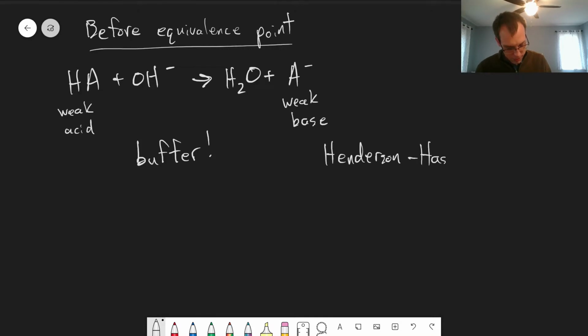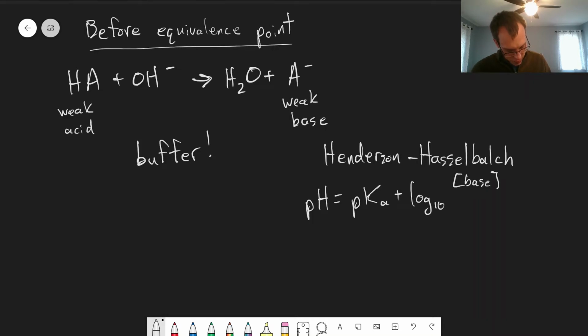Let's make sure I can spell it right. Hasselbalch, there's an L in it there at the end. Right, but again, remembering that pH is equal to pKa plus log base 10, concentration of base on the top, and concentration of acid on the bottom.